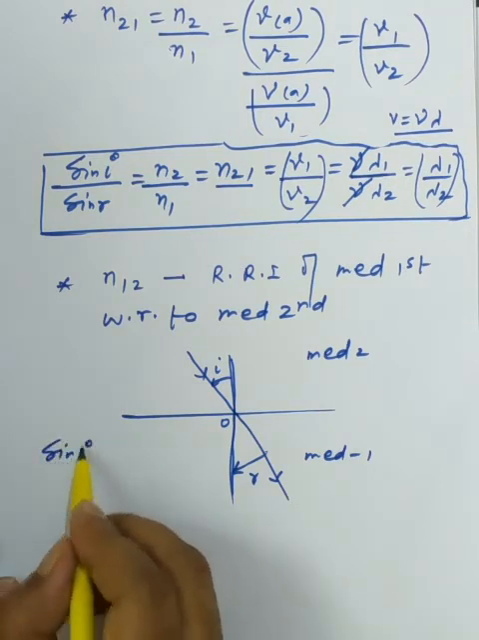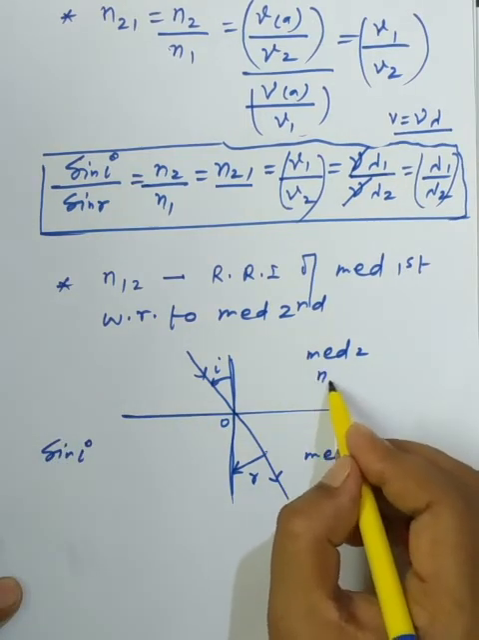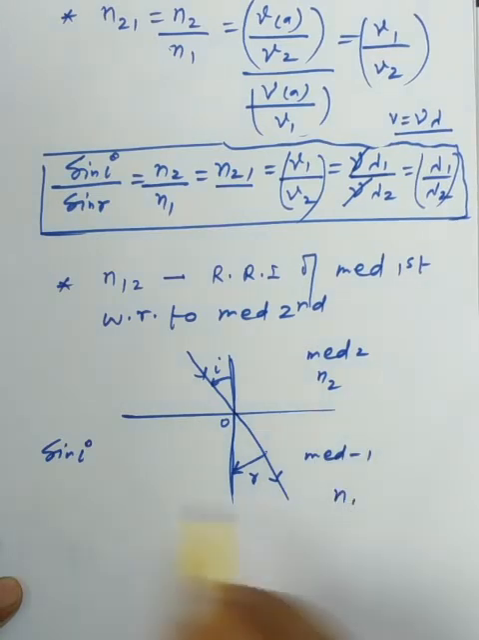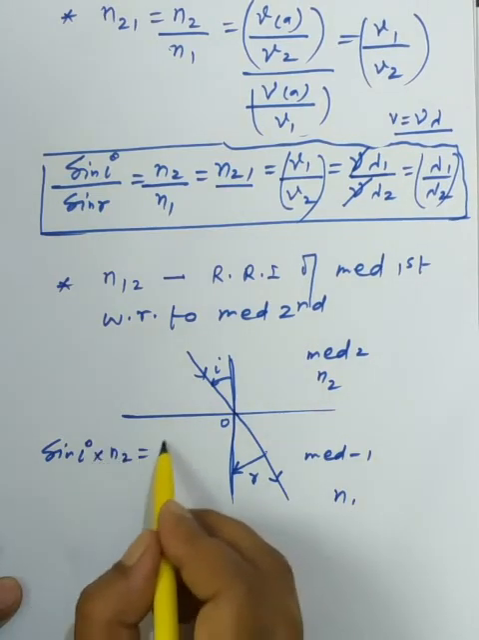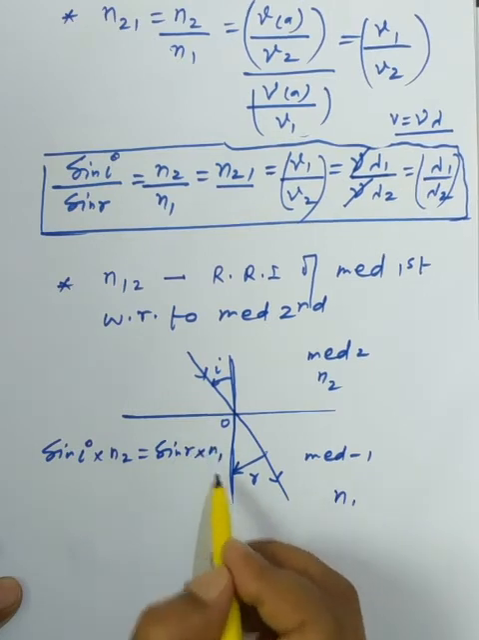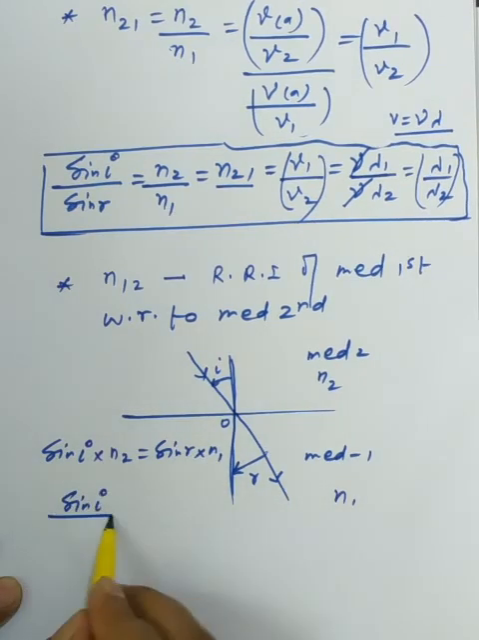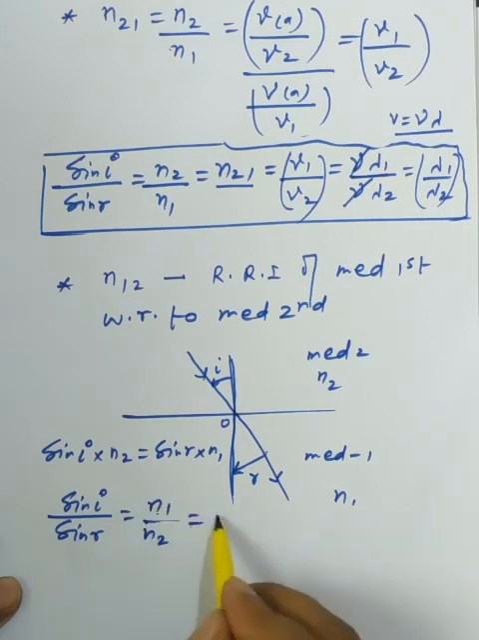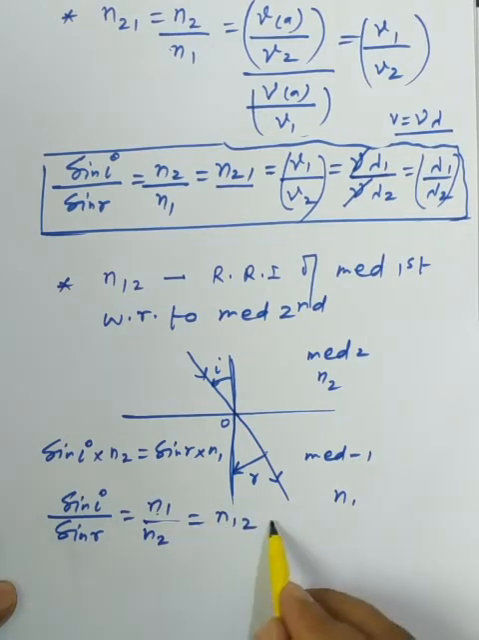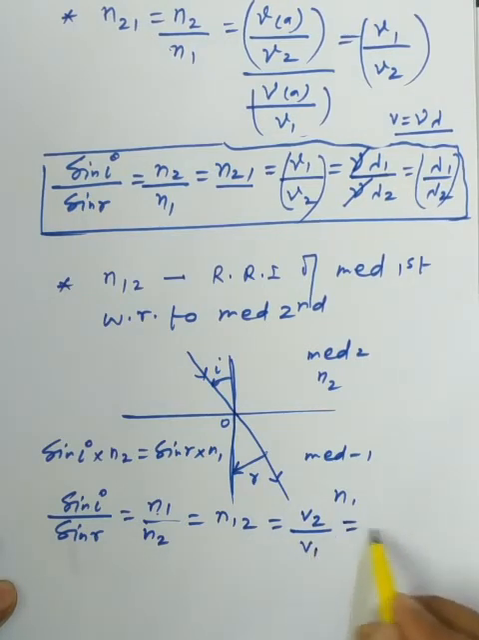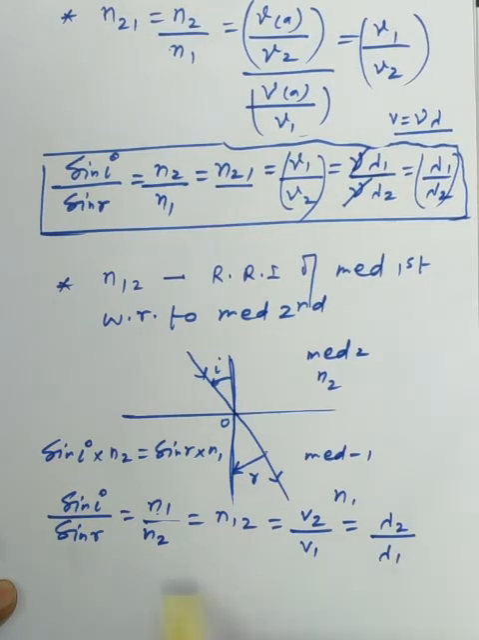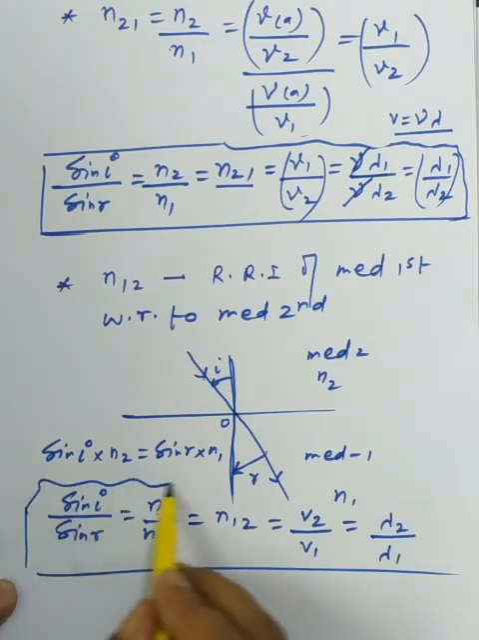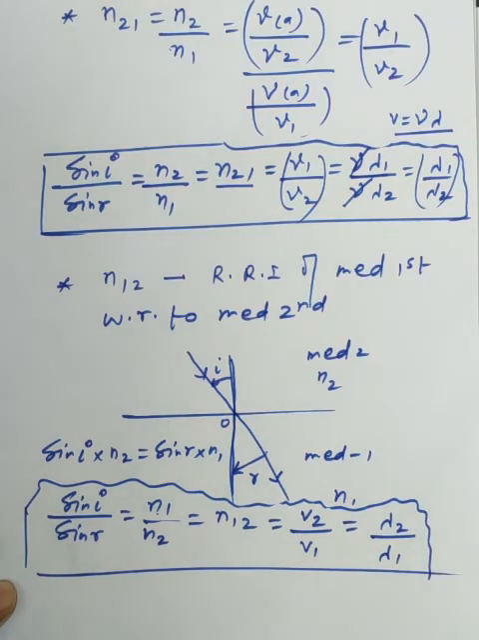sine of angle i, and the concerned medium having its own refractive index, that is n2, and this one is n1. So sine i into n2 is equal to sine r into n1, and sine i upon sine r is equal to n1 upon n2. So simply we are getting the representation, that is n12, and in terms of the velocities we can say that v2 upon v1 is equal to lambda 2 upon lambda 1. So it is the general physical significance of n12, the relative refractive index.